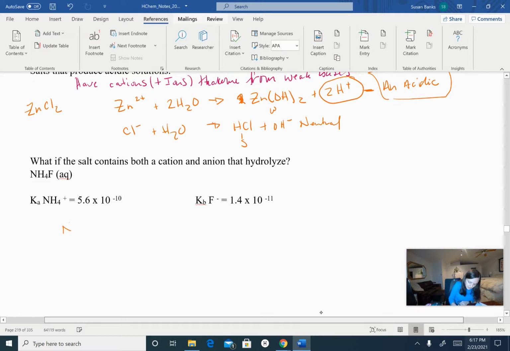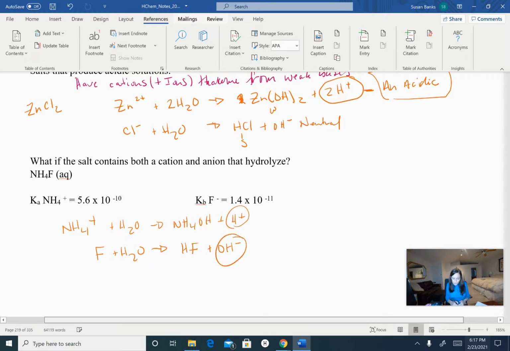So if we look at ammonium, it's going to get together with water and make ammonium hydroxide, right? And a hydrogen. So that's weak, so that's going to stick together. And then fluoride, we just did fluoride, and it will get together with water and create hydrogen fluoride and hydroxide ions that stand out. So which one is more powerful?